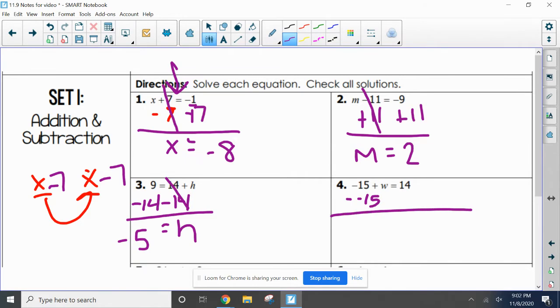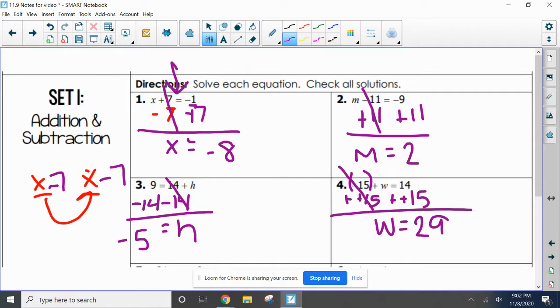Make sure we're subtracting the same thing. So minus a negative is the same as plus, and a positive and a negative subtract to keep the bigger sign. Negative 15 and positive 15 is 0. So again, minus negative 15, which is the same as keep change plus a positive. Make sure if you are subtracting that negative 15. So now I have two positives, so w equals 29, because 14 and 15 give me 29.